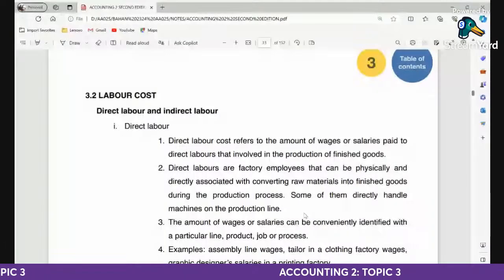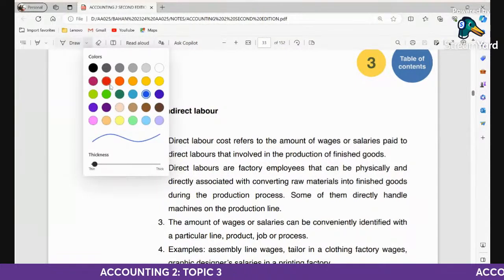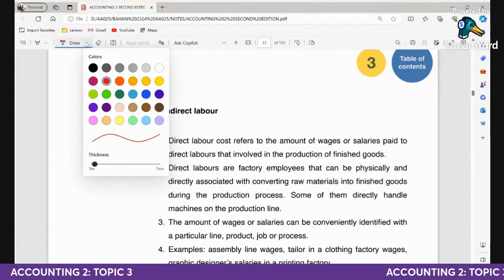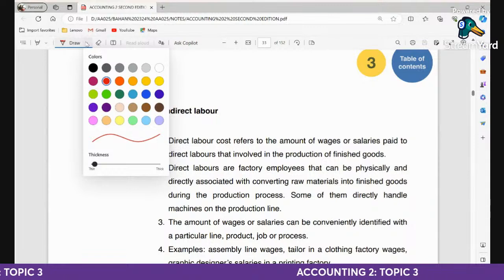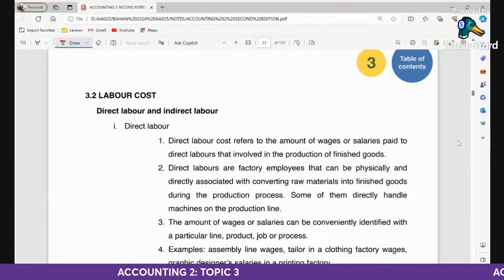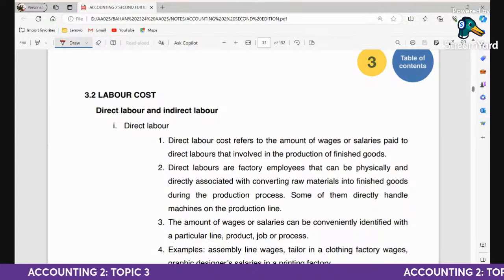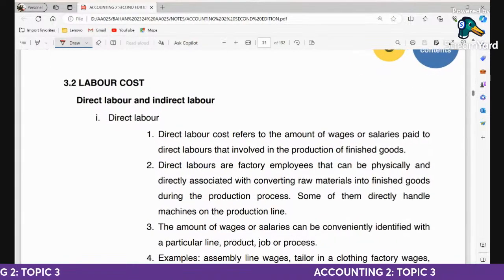Okay, the class for today is going to be very simple. I am just going to use your digital notes as reference, and also during my explanations. Okay, kita sambung. Alright, direct labor.